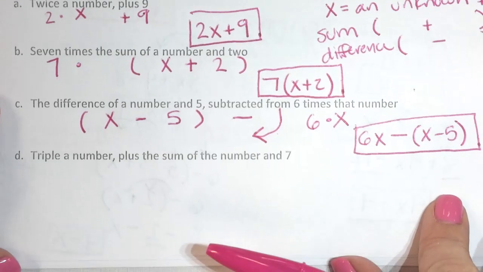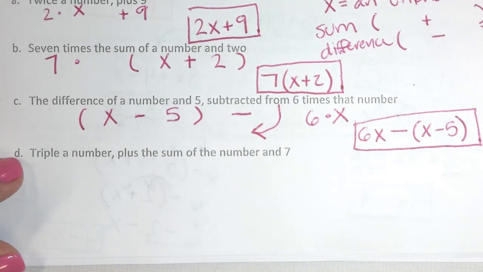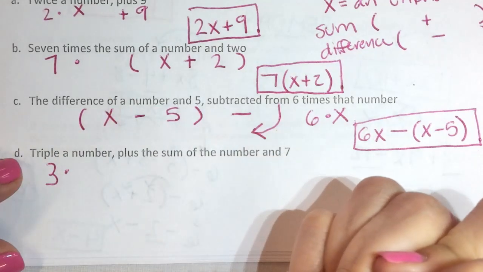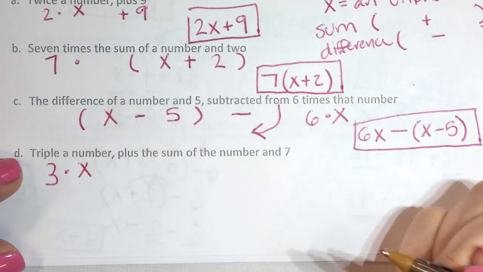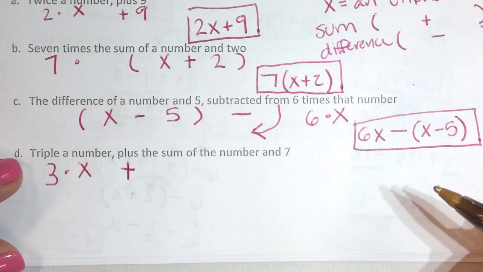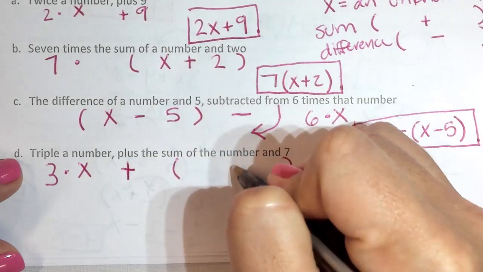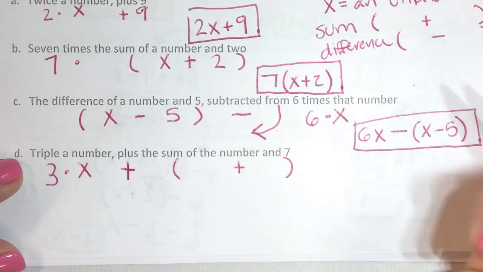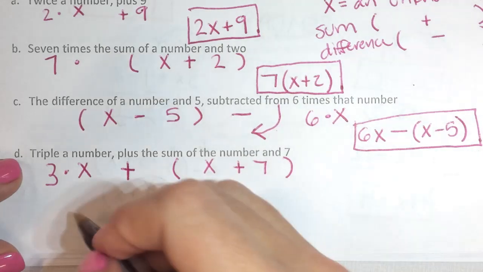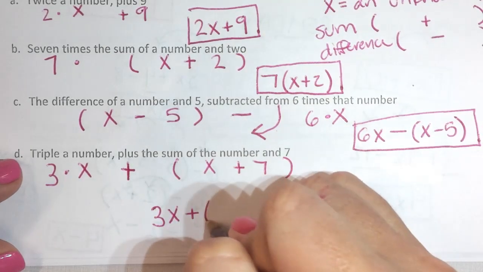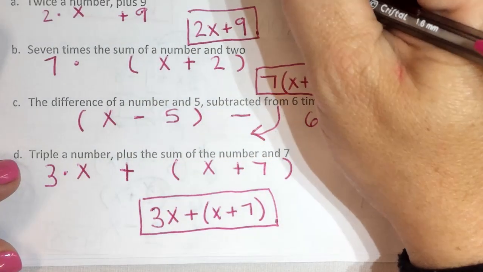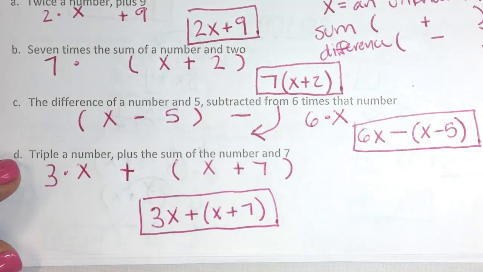Okay, last one. Triple a number. What does that mean? 3 times what number? X. Plus, means plus, the sum. What do I do? Parentheses with a plus sign. A number and 7, or the number and 7. So X and 7. There was no from, so there's no order changing. So this is just 3x plus x plus 7. I know in the instructions it said to simplify if possible, but we're not doing that. We're just going to write them.